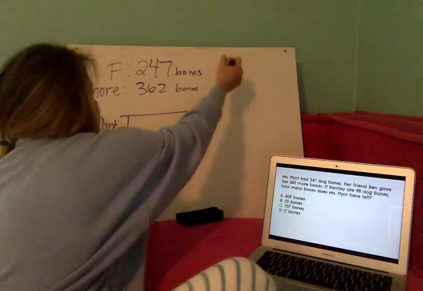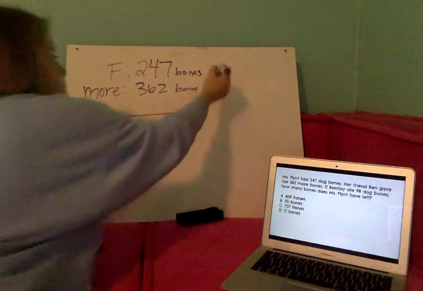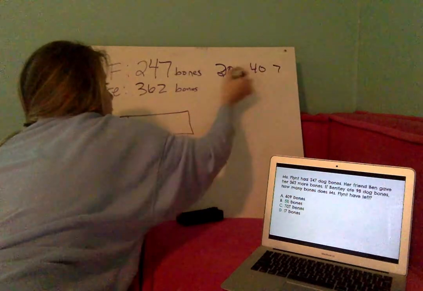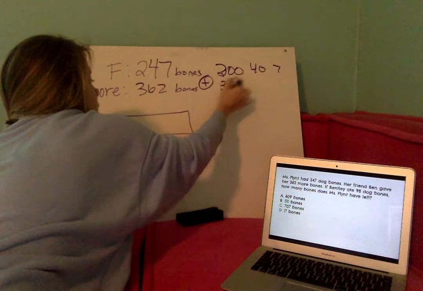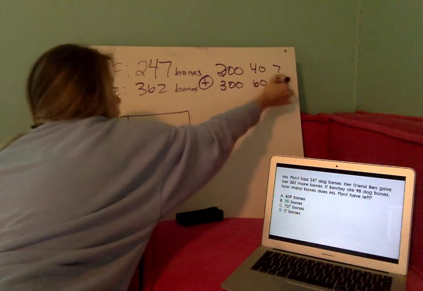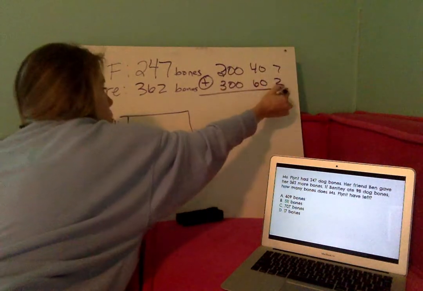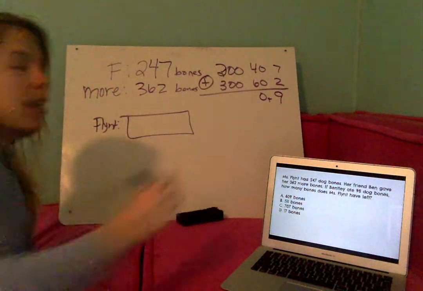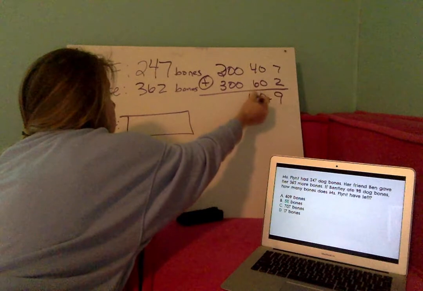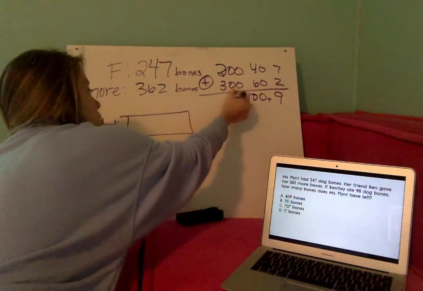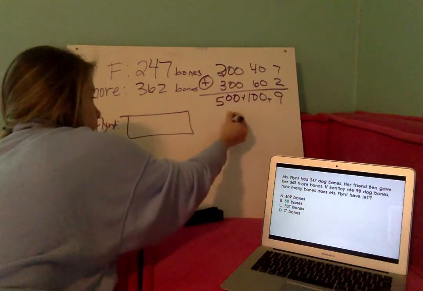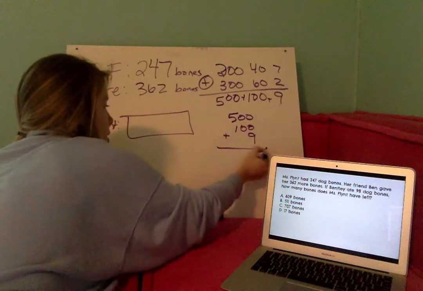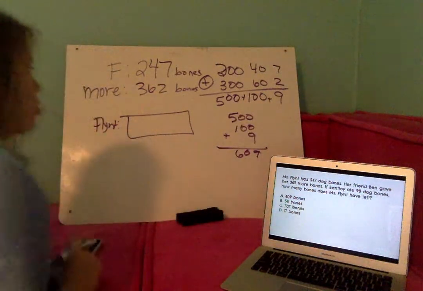Adam, good work. So, in expanded form, you're going to write 247 plus 362. 7 plus 2 is 9. Bring down your 0. 4 plus 6 is 10. Bring it all the way down. Bring down your zeros. 2 plus 3 is 5. So we have 500, 100, and 9, and we're going to add them all up to give us 609.